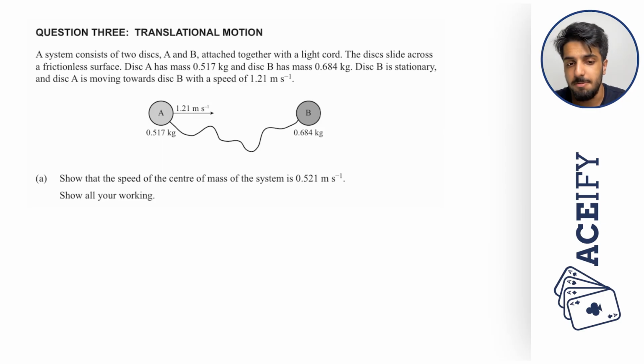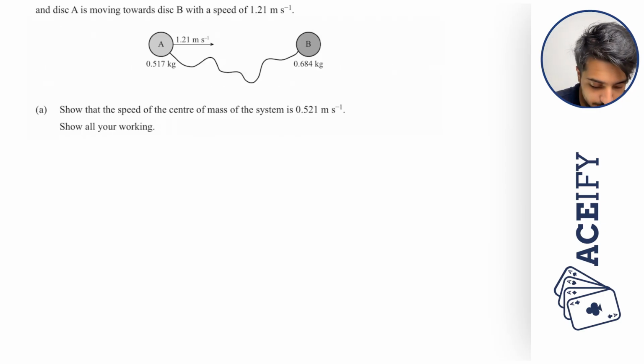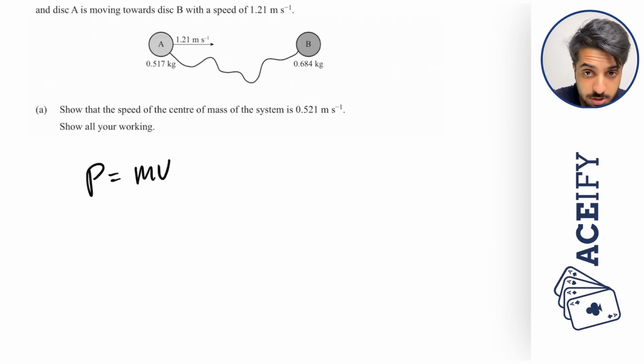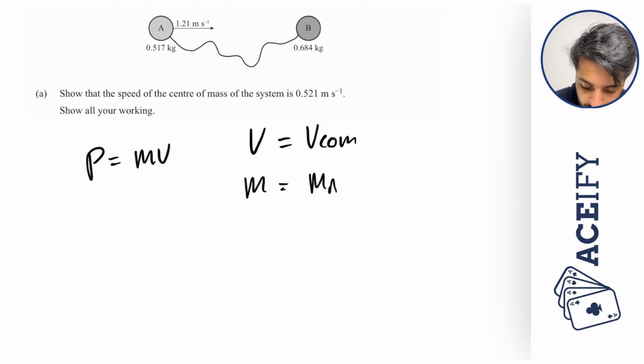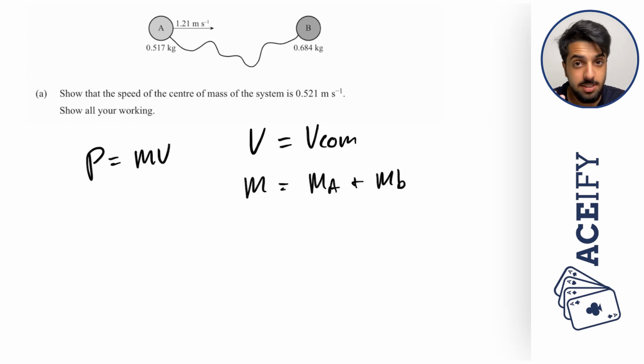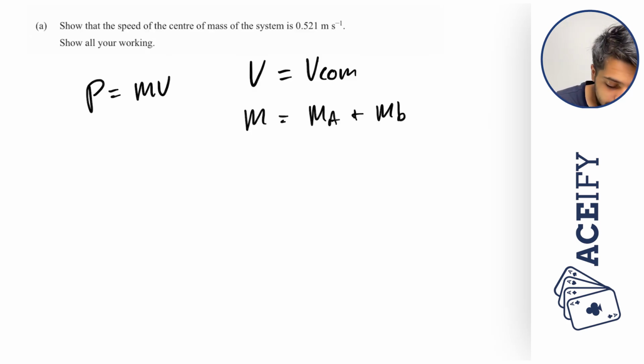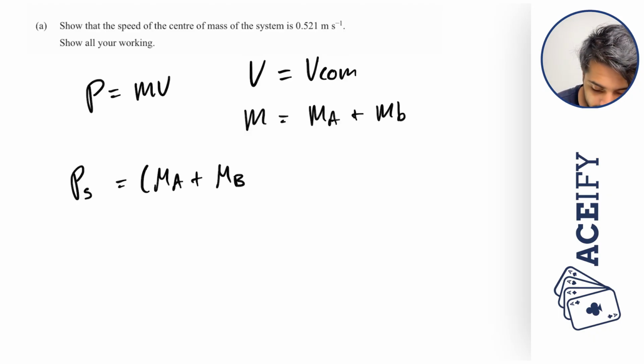Show all your working. Okay, so we know that momentum is equal to mass times velocity, right? In this case, the velocity that we're interested in is the velocity of the center of mass, and the mass in this case is the mass of A plus the mass of B, right? Because we're taking into consideration the entire system. And so we can plug that in. The momentum of the entire system, which we can write as PS, is equal to MA plus MB times the velocity of the center of mass.